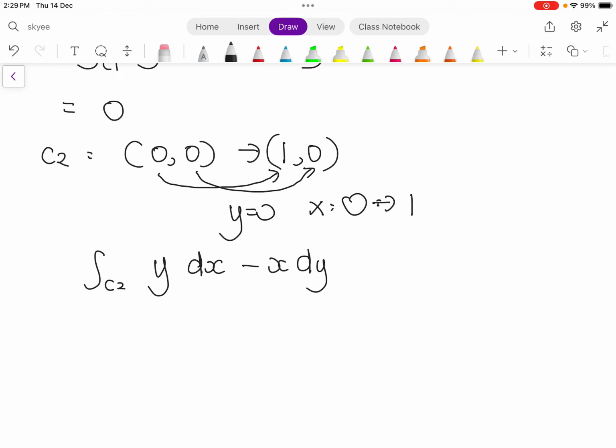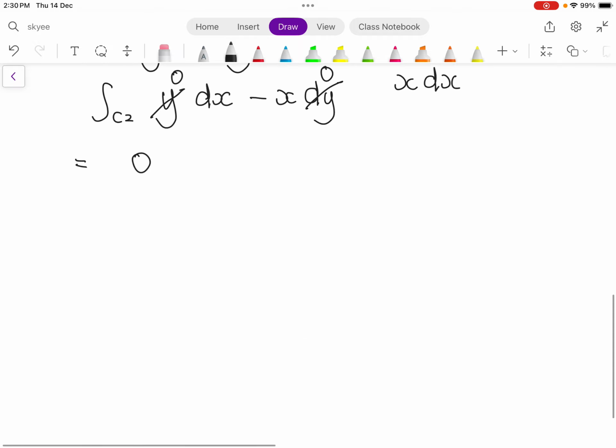So I will choose to convert it into the x dx. Okay, so similar to the previous one, when the y is 0, the dy is also 0, right? So y is 0, dy is also 0, so this gives you answer 0 as well. Okay, we go to the path C3.